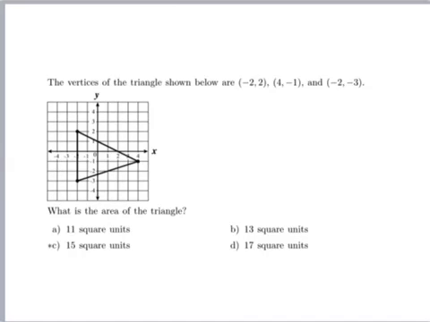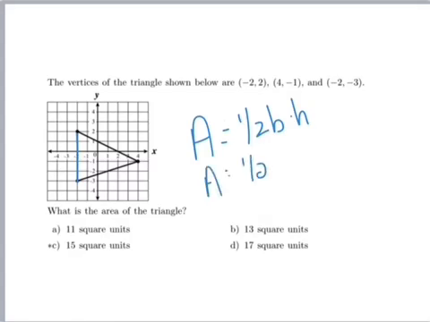Recall that to find the area of a triangle, we use the formula area equals 1/2 base times height. So if I look at my triangle, this would be my base. So if I count that off, I get the base is 5. And my height, I can count right along that horizontal line, and I get 6. So then that's half of 30, which is 15, which was C.